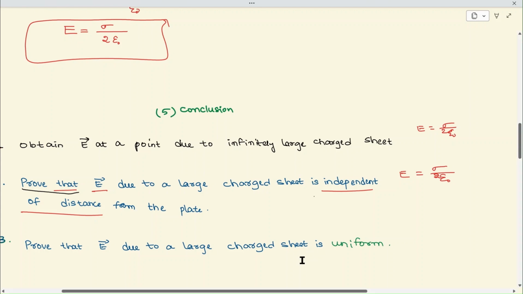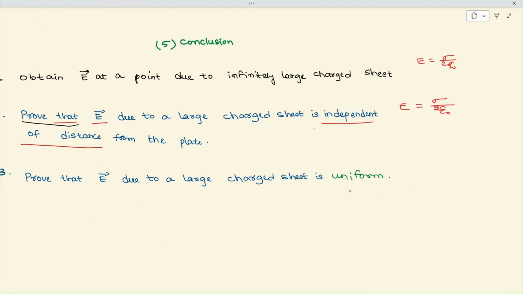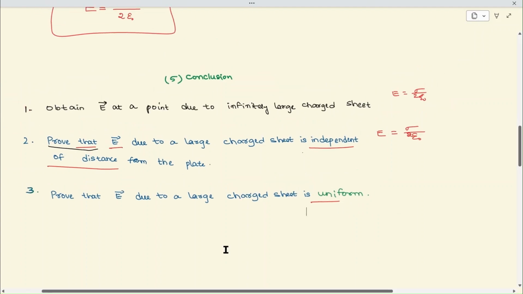Finally, if they ask, prove that it is a uniform field. Again same, it is not depending on distance. Hence it is same everywhere. So uniform field, finished. Okay, that's it. Conclusion, nothing else. So that's how you can write a derivation. I gave a simple example. You can make some changes in this accordingly.